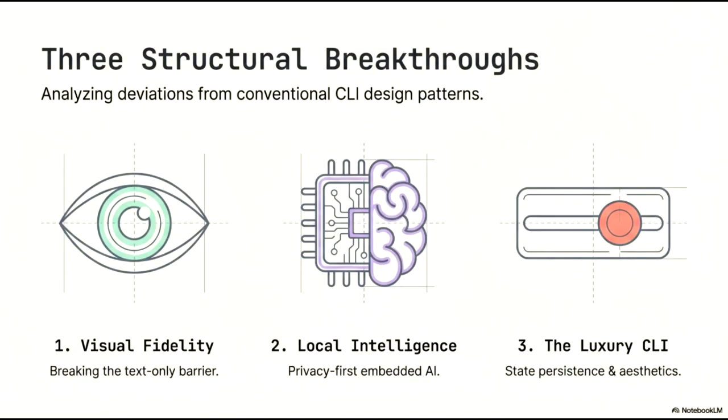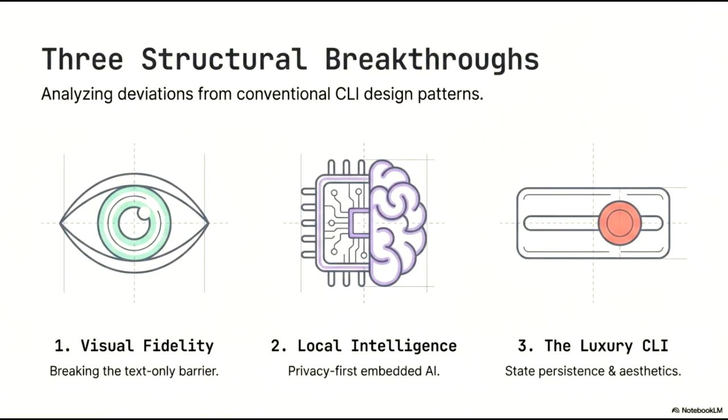Next, we have local intelligence. This focus on privacy-first embedded AI means that smart features and predictive logic are processed directly on the user's machine. This approach prioritizes data security and reduces latency, bringing advanced computational power to the local environment.